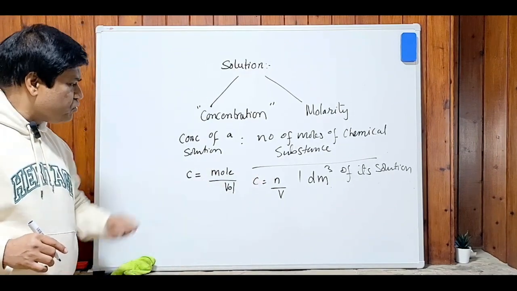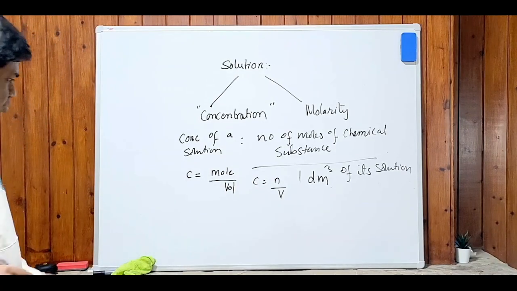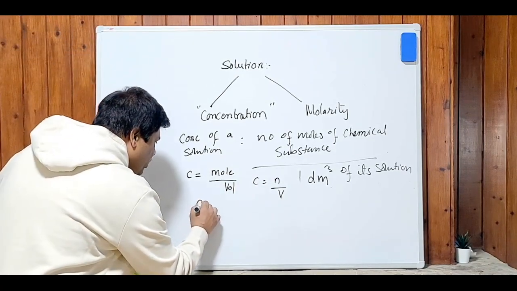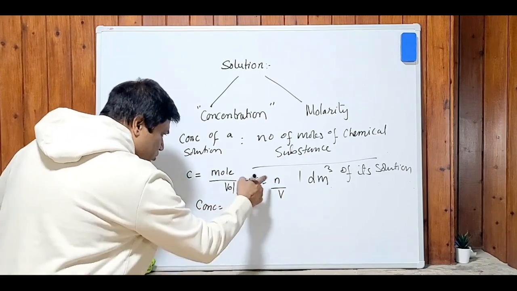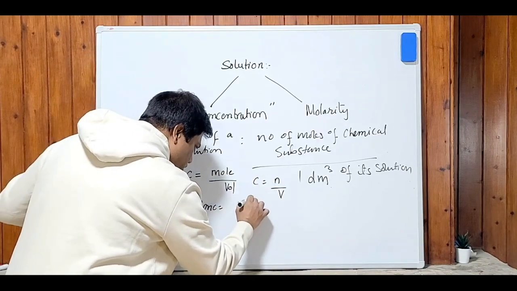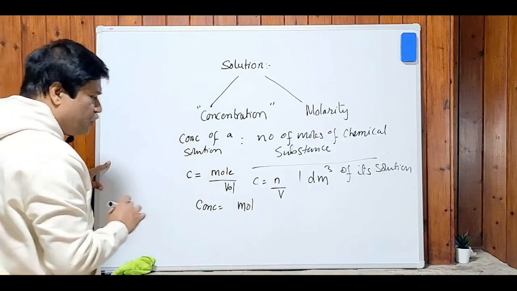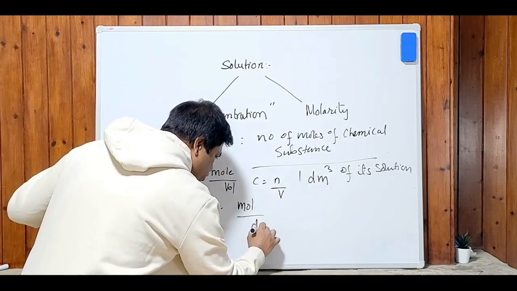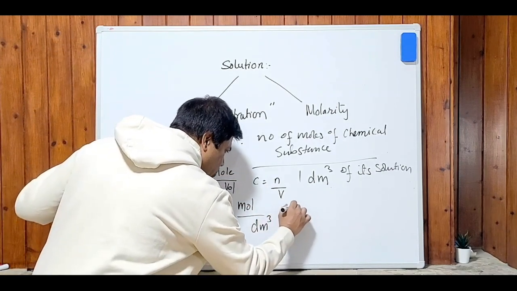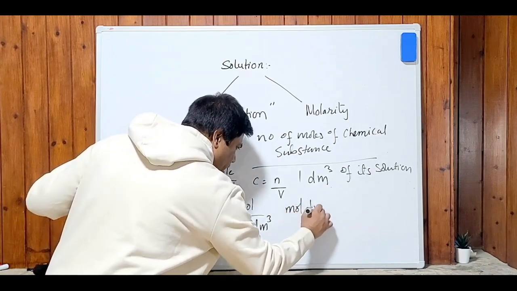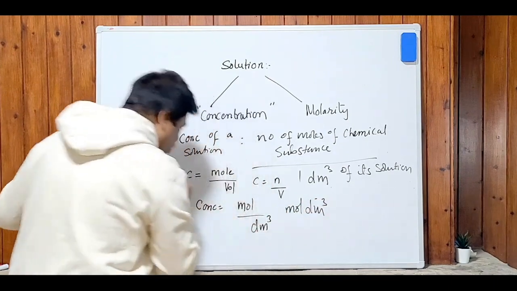Conc equals to mole over volume. So what's the unit of conc? Unit for mole is mole. What's the unit for volume? dm cube. So mole per dm cube, mole per dm cube. That's the unit for conc.